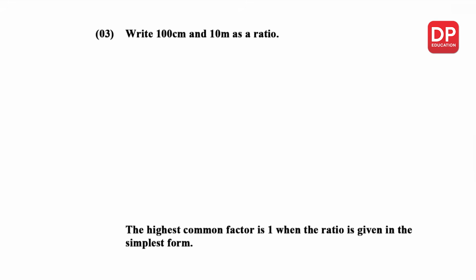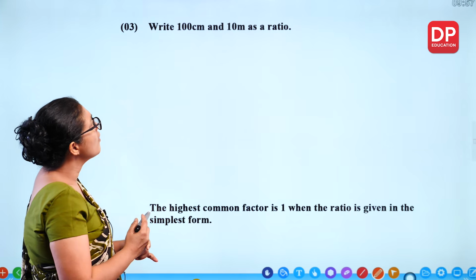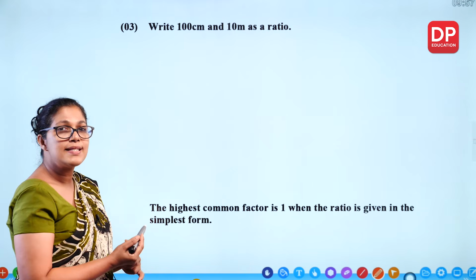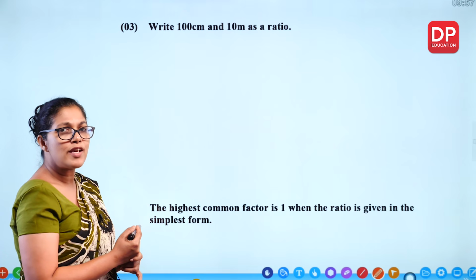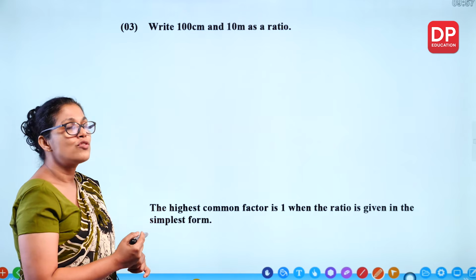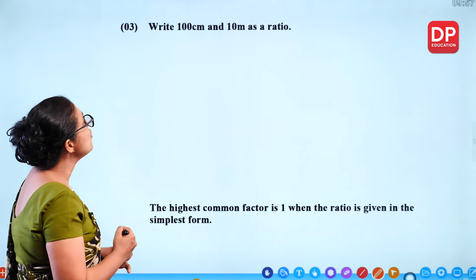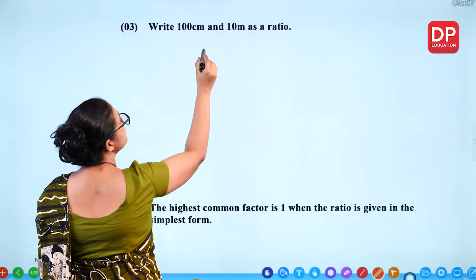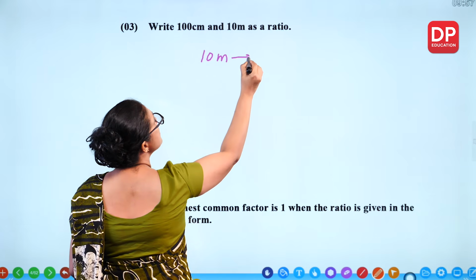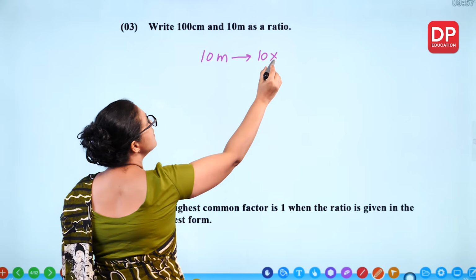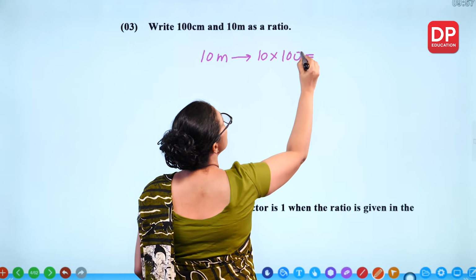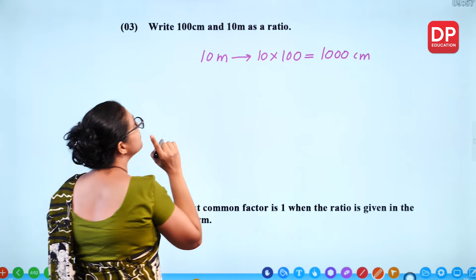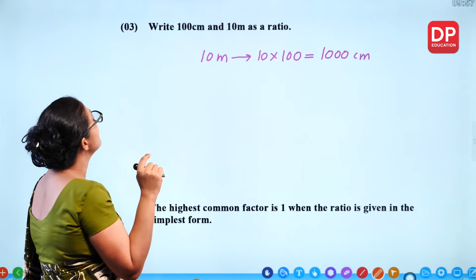Write 100 centimeters and 10 meters as a ratio. Look at the units. One is in centimeters and the other one is in meters. Can you take the ratio at once? You can't, because you have to convert to the same unit. So how many centimeters for 10 meters? 10 meters means you multiply by 100 and you get 1000 centimeters. So now you can take the ratio.